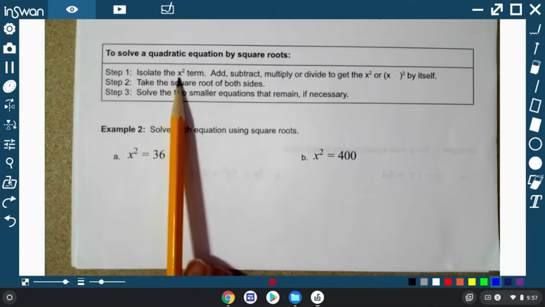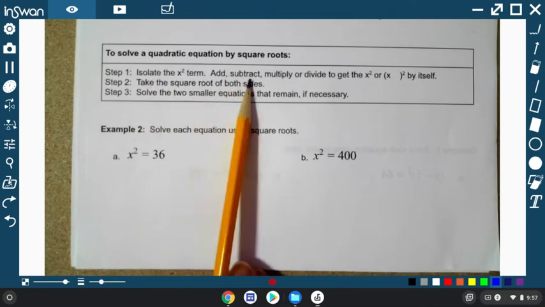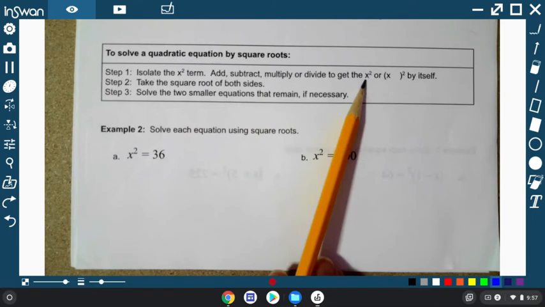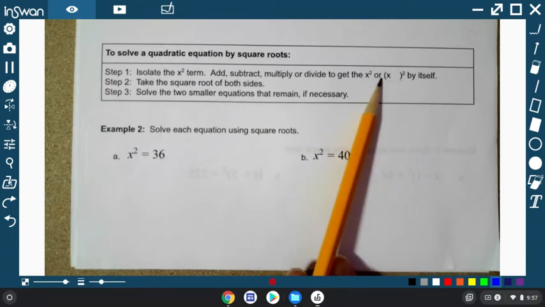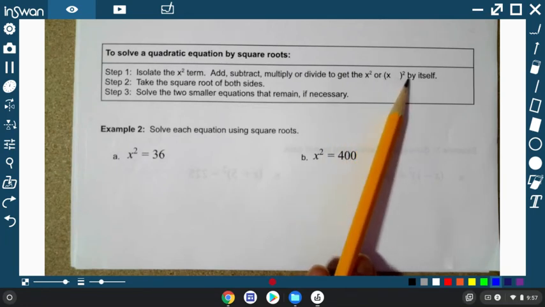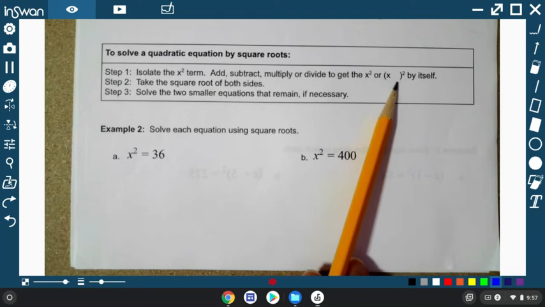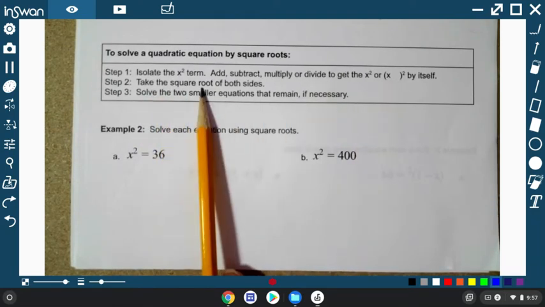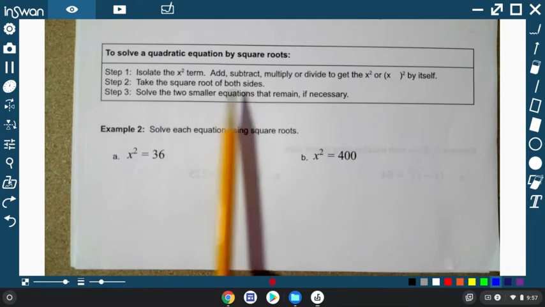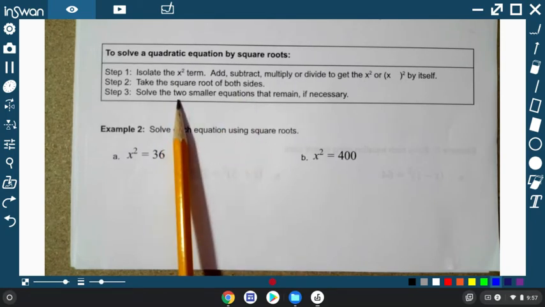First step is to isolate x squared. You want to add, subtract, multiply, divide. Your goal is to get x squared by itself. If x is inside the parentheses, you want to make sure there's no other number in the front, no other number plus or minus in the back. Get this all by itself first. So that's your step 1. After that happens, you are going to take the square root of both sides. Once you do, you are going to have 2 equations. I'm going to show you what that looks like, okay?